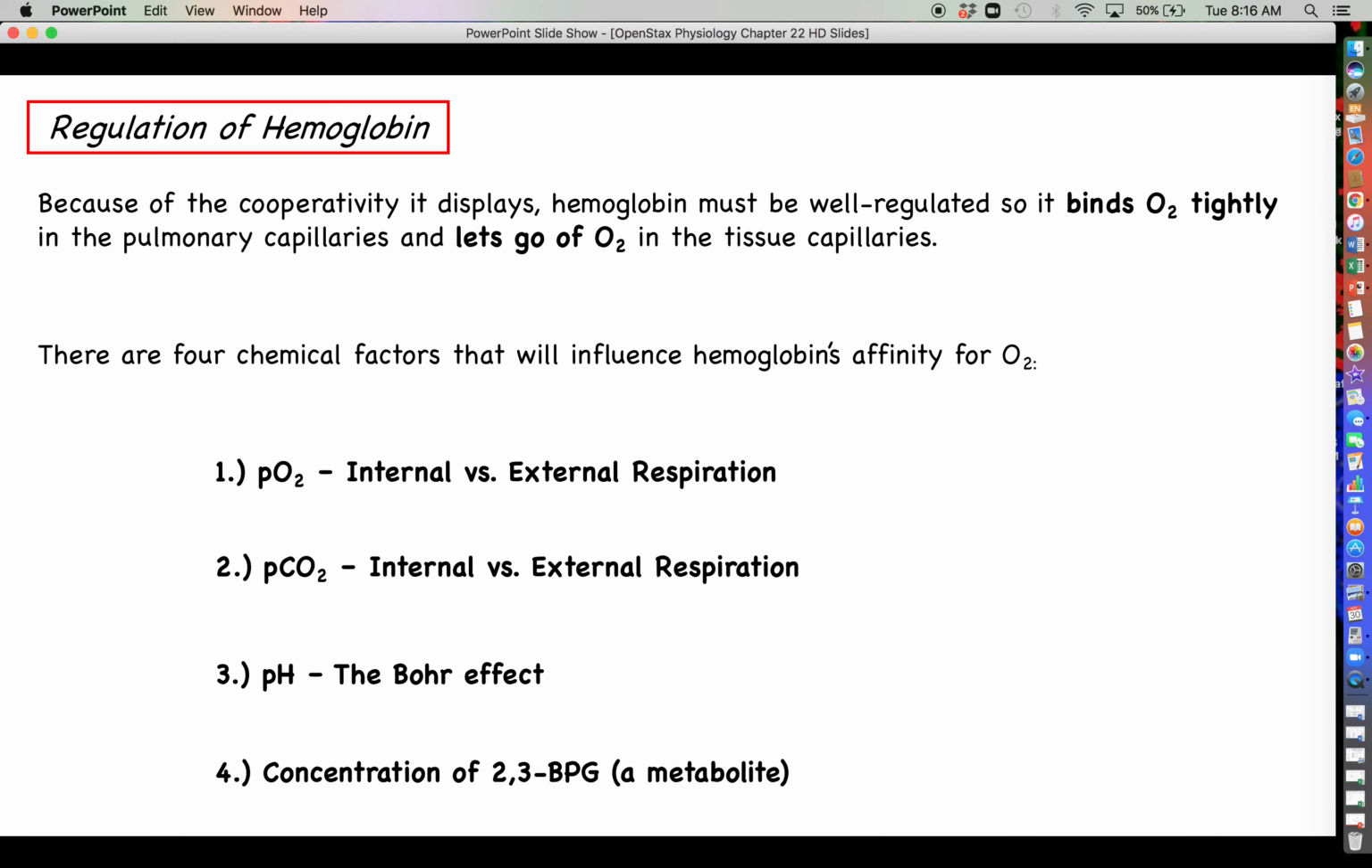And then finally, to introduce something we haven't really talked about before, we need to also consider the concentration of a chemical metabolite that is produced during glycolysis called 2,3-bisphosphoglycerate, or you are welcome to know it just as 2,3-BPG.